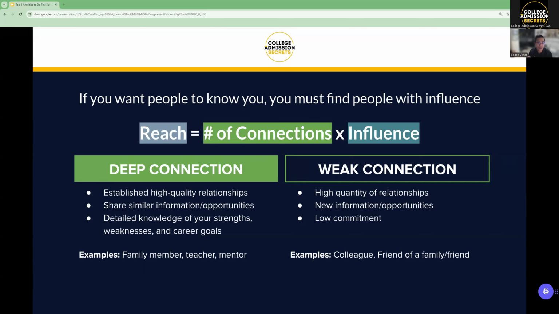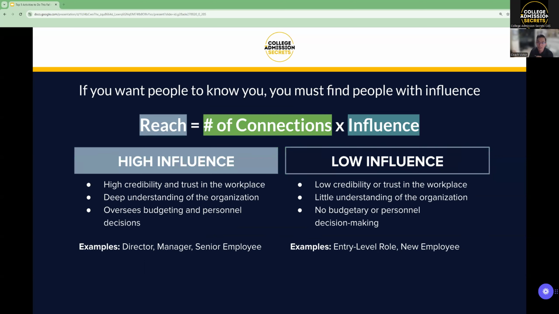So you want to increase your weak connections as much as possible so that you can plant seeds into potential opportunities in the future. And going into reach, the influence.